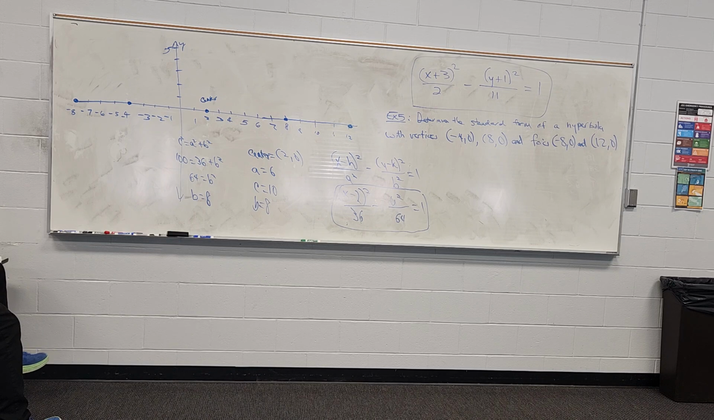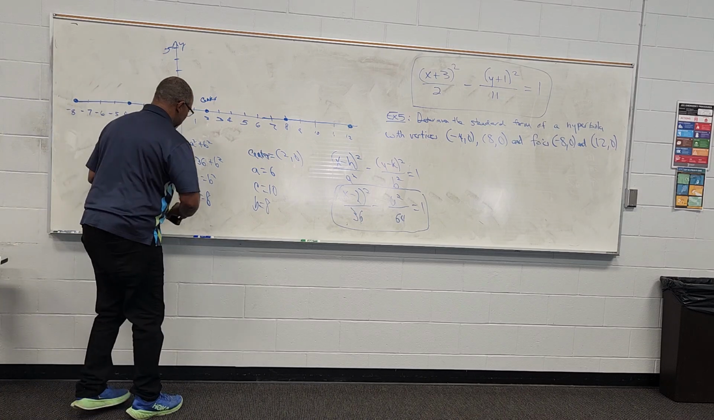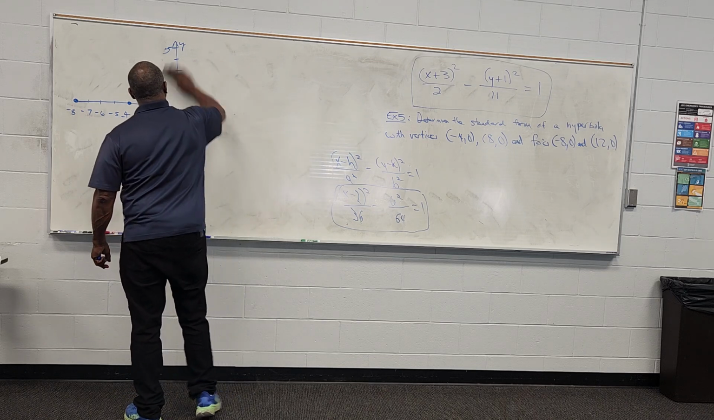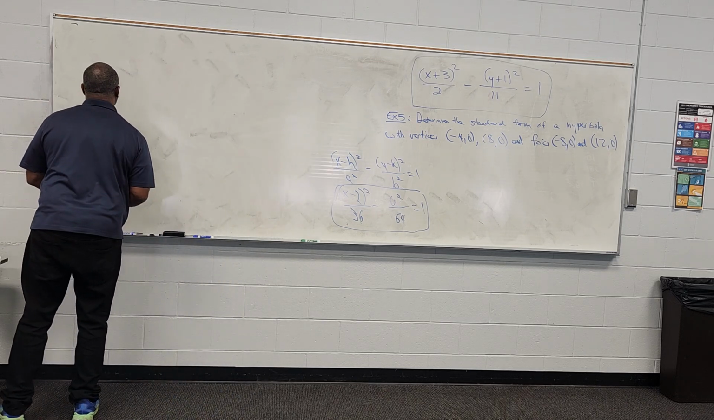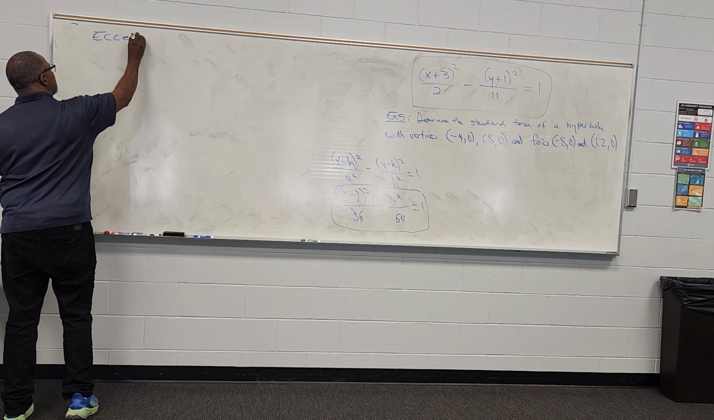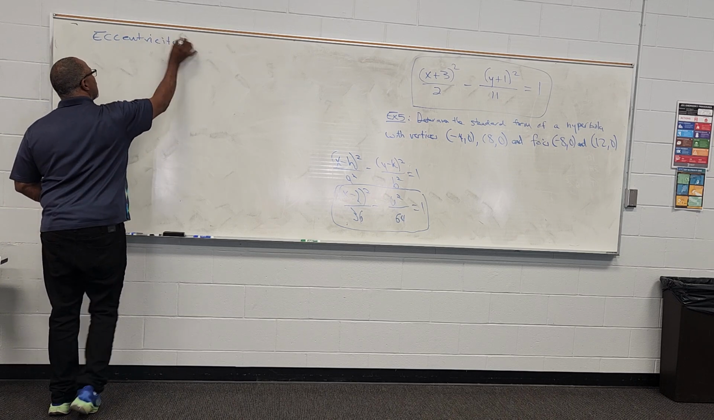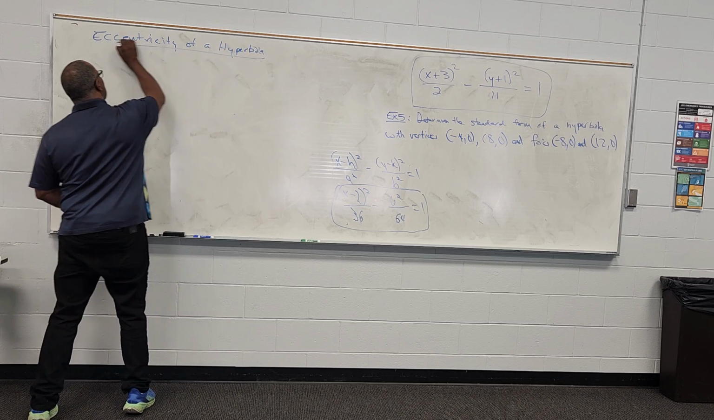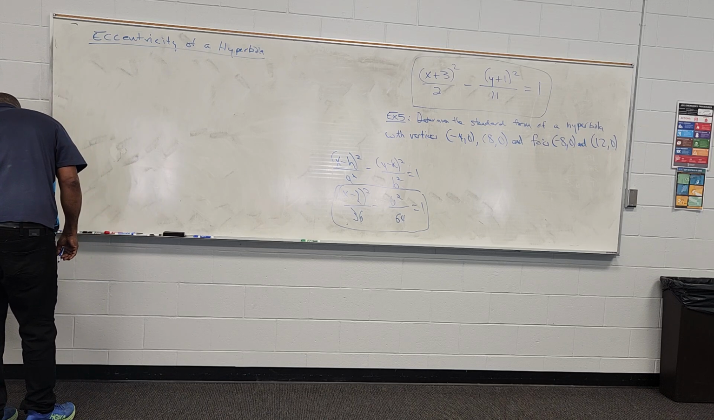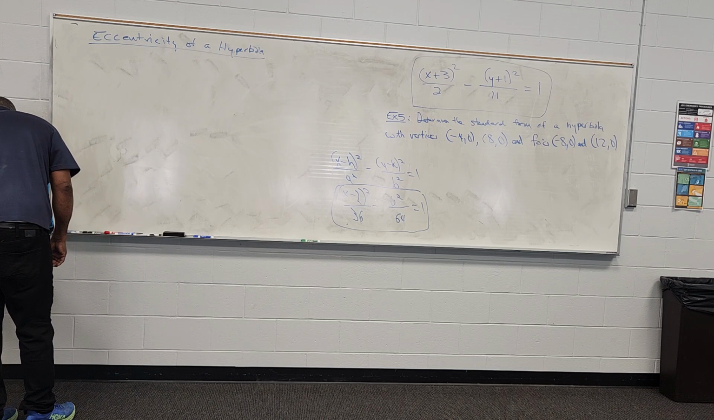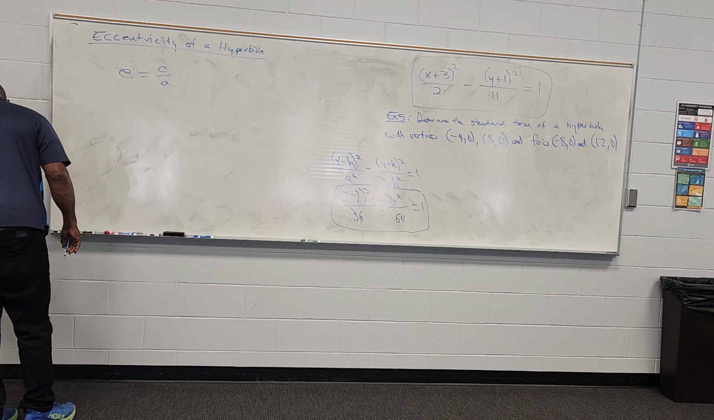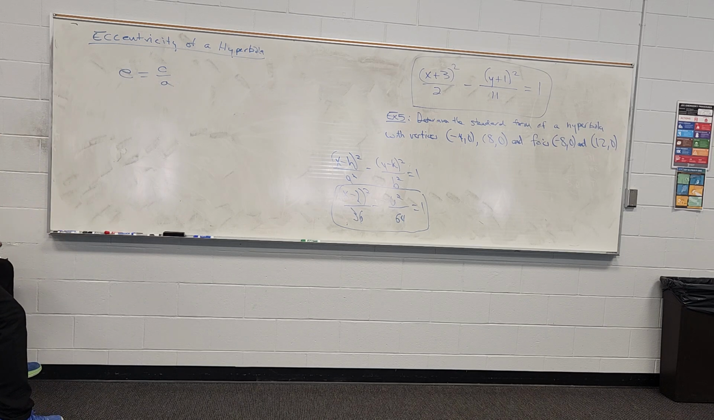Okay? The last thing in this section that they talk about is the eccentricity of a hyperbola. That's going to be something that's pretty easy. Eccentricity of a hyperbola. Okay? This is on page 933. And it's still e, and it's still c over a.